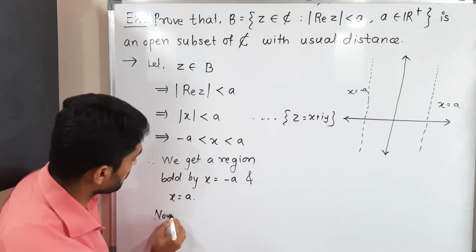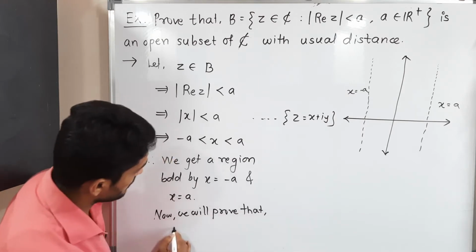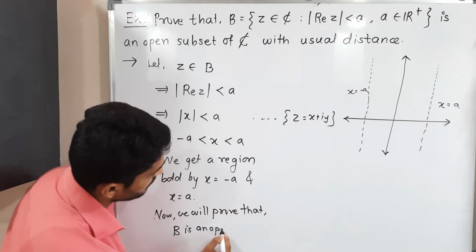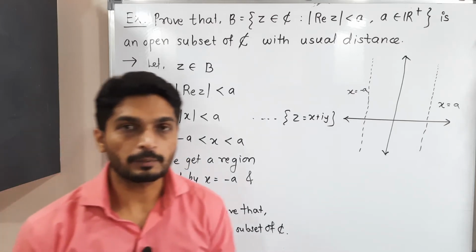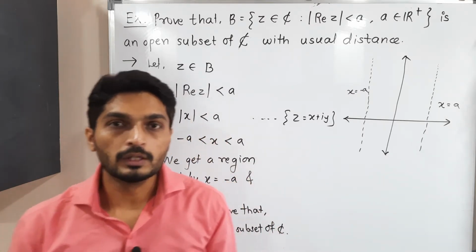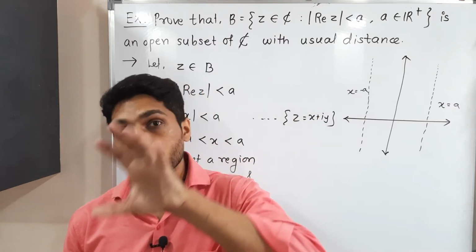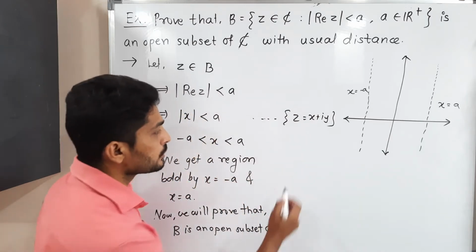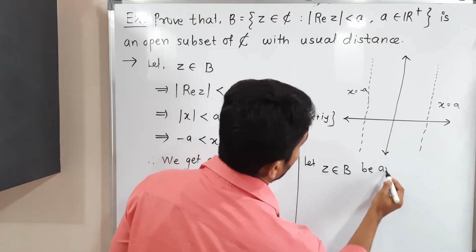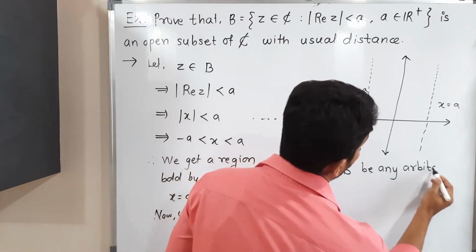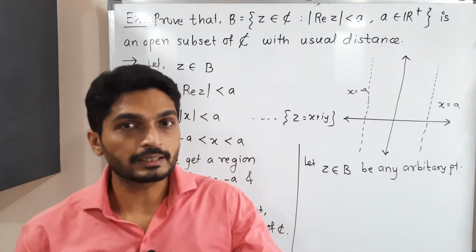Now we will prove that B is an open subset of C, obviously with the usual distance. What is the method which we follow? We take one arbitrary point, and we find a ball around it which entirely lies inside the set, then we can declare it as an open set. Let us do the same. Let z belongs to B be an arbitrary point. Now we have to draw a ball around it which entirely lies inside the set.